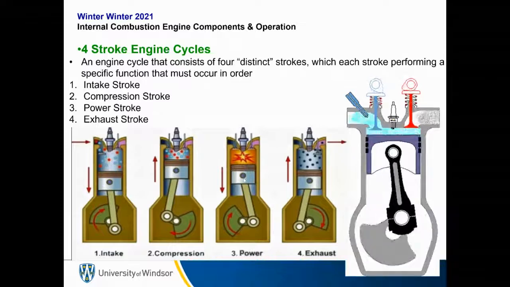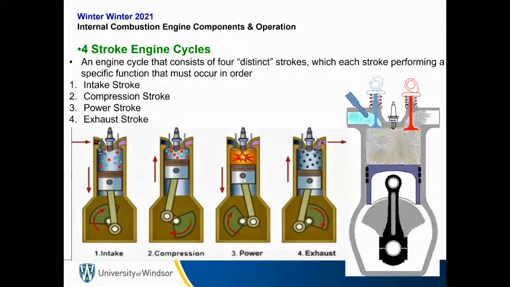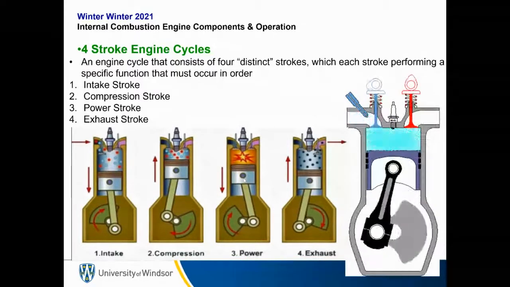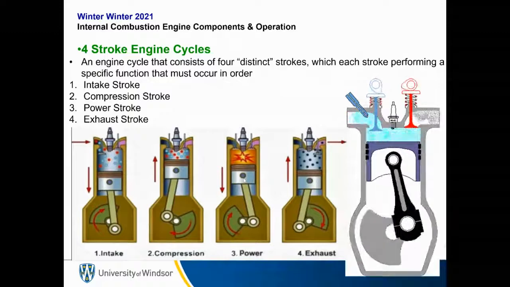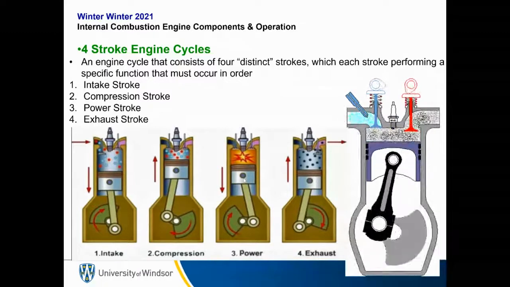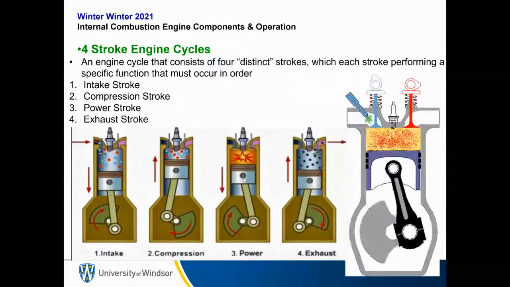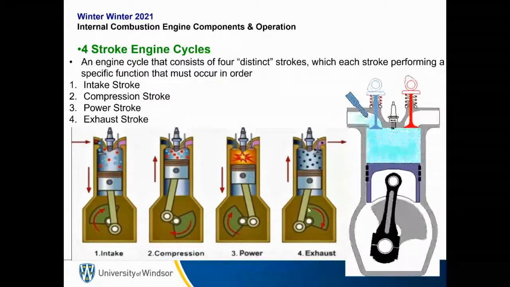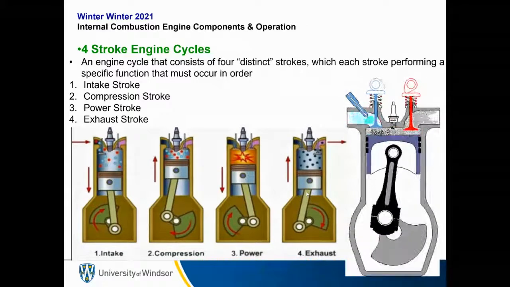So we have the power stroke, and now what we have left in this cylinder is a bunch of burned gas products, traditionally carbon dioxide and water. Those are the main products of combustion. Well, we have to get these products out of the chamber so we can get a new intake charge and fresh fuel. So we have the exhaust stroke. The exhaust valve opens, and the piston goes up and pushes out the burned gas products.